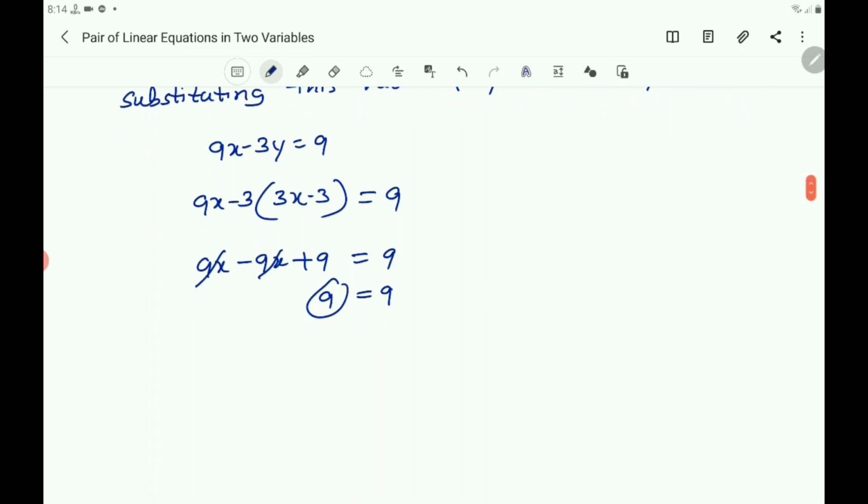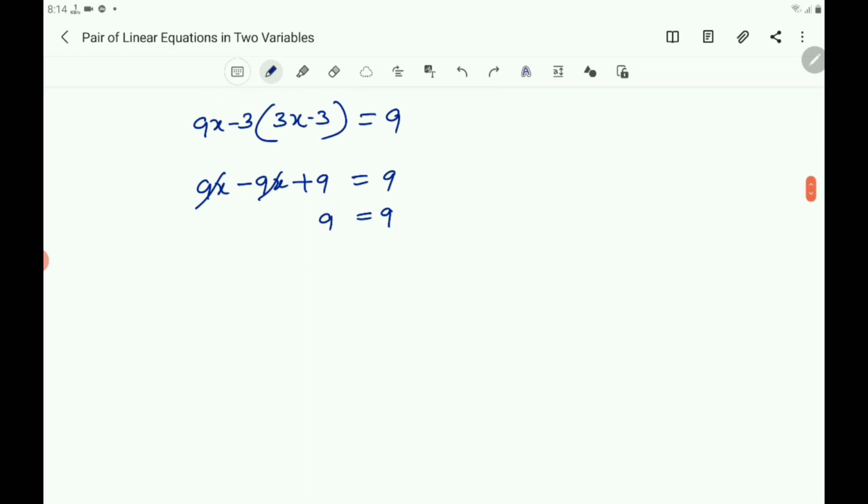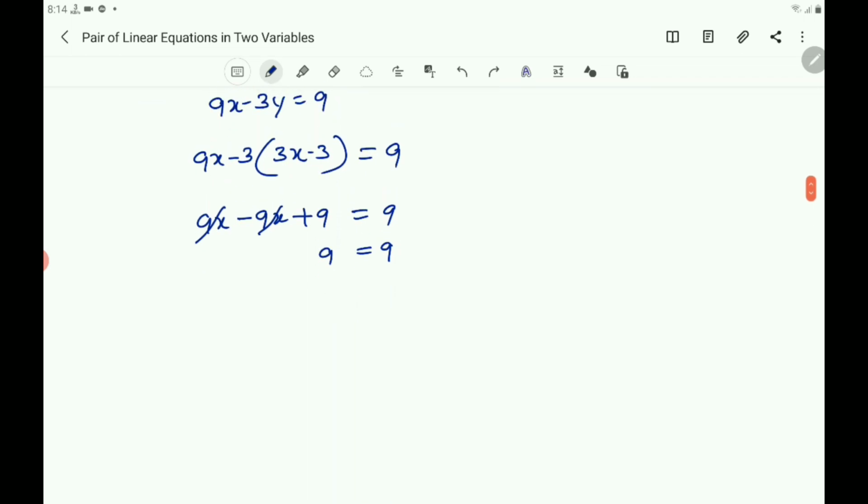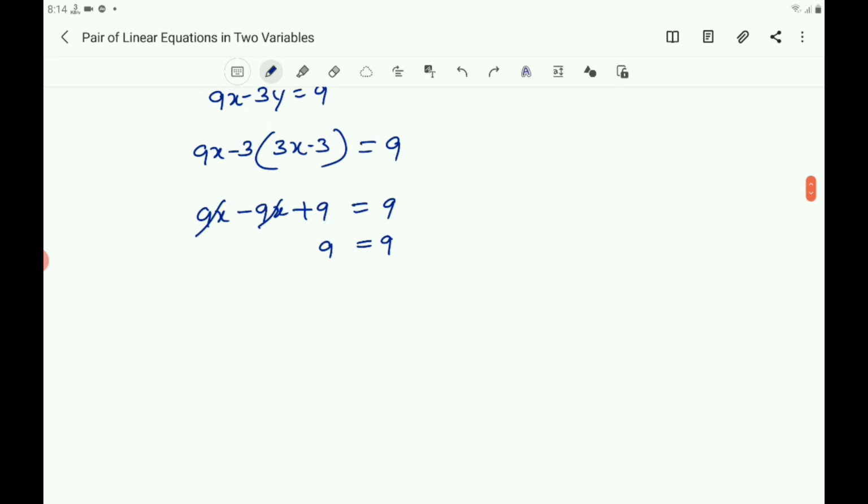You got the same value on LHS and RHS. In such a case, what happens? Therefore, equations 1 and 2 have infinitely many solutions. Here the variable x is cancelled, and you got the same value on LHS and RHS. In such a case, you can write that equation 1 and equation 2 have infinitely many solutions. 9 equals 9 is true.